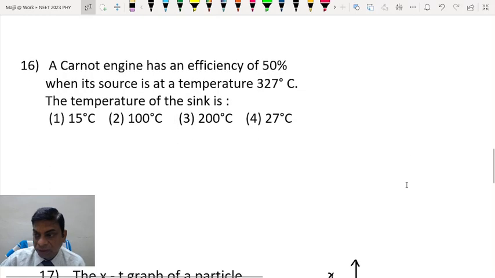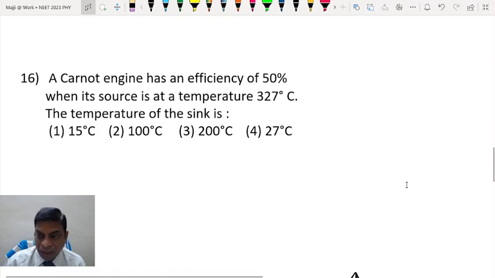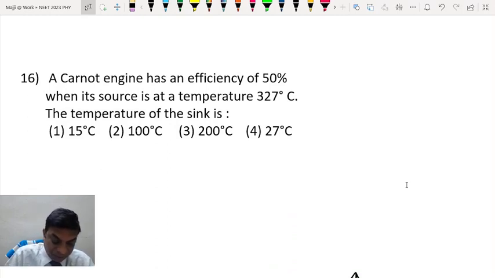I hope you understood this. Then moving on to the next question. A Carnot's engine has an efficiency of 50% when its source is at a temperature of 327 degrees Celsius. Find the temperature of the sink.